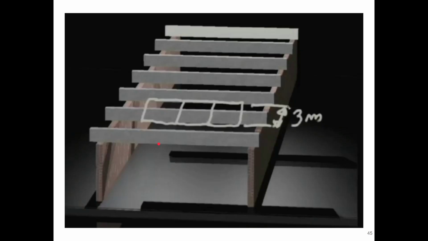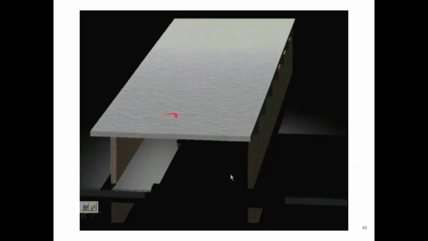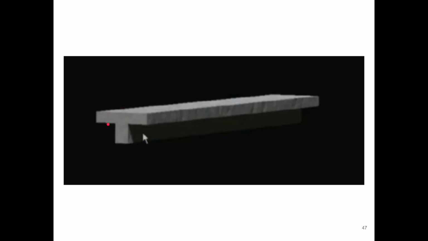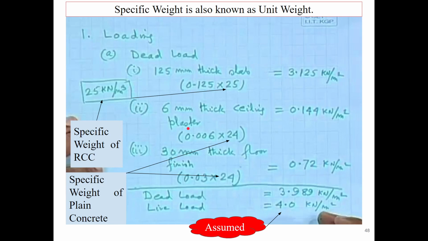So this is the beam. This is 250 and this is also 250. Above this we have put a slab which has a thickness of 125 mm, that is the depth of the flange. So this is a T section, or a flanged section. This is 125 mm, this is 250 mm, and this is also 250 mm. So now let us start.